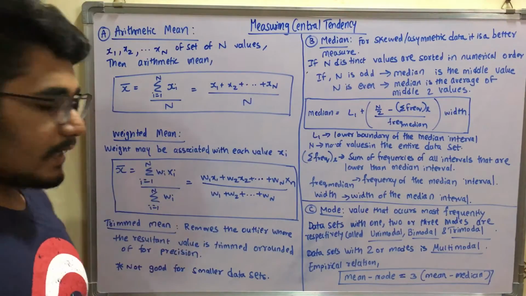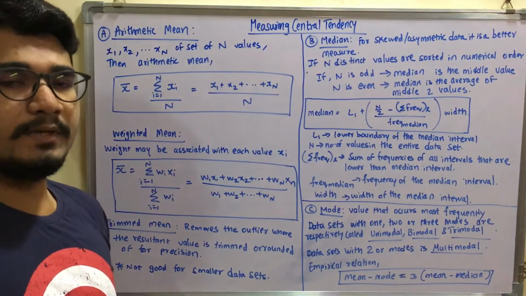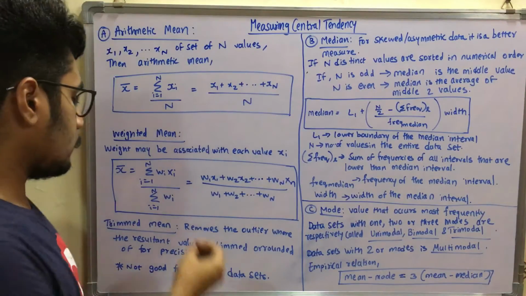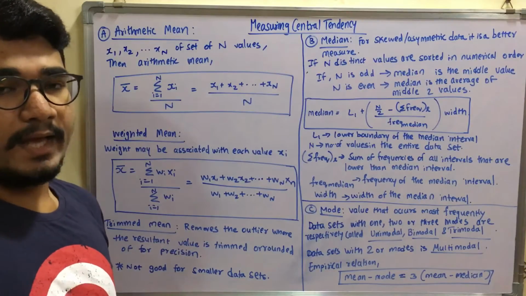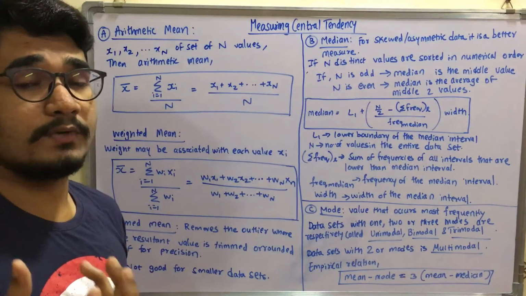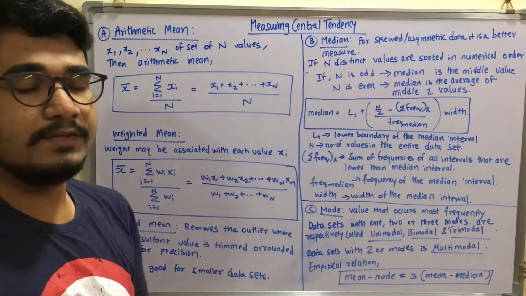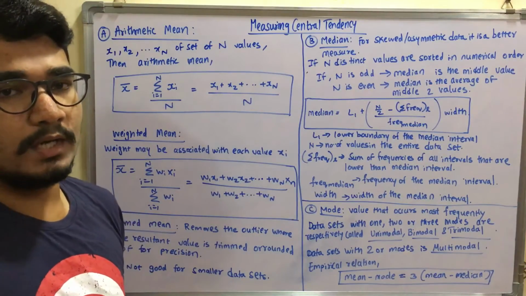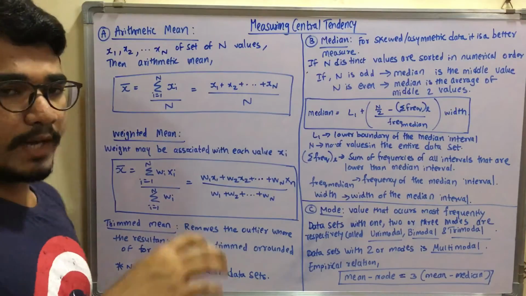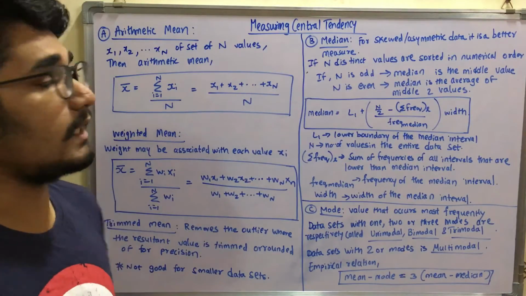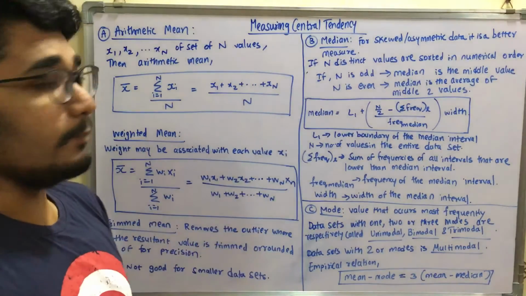Now you have to take care that you don't do this trimmed mean every now and then, especially for small data sets. You need not do a trimmed mean there, else you might lose some very valuable information from your data set, and that will deviate from getting your actual results. So it's better to avoid it for small data sets, and it is used widely for massive or large data sets.